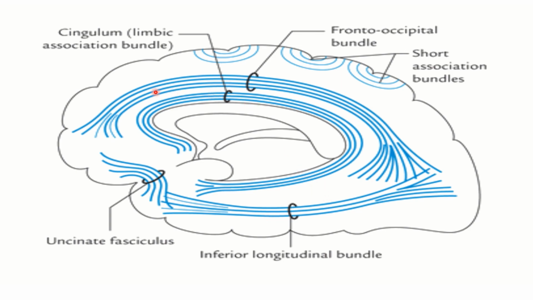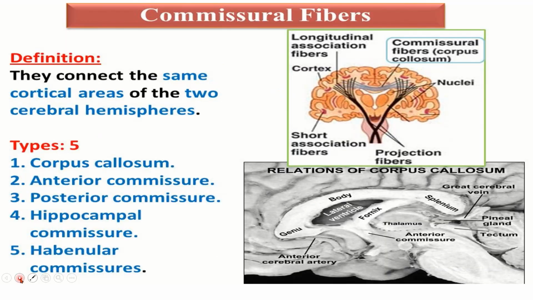You can see here, this is the fronto-occipital bundle. This is the limbic association bundle or the cingulum. This is the uncinate fasciculus. This is the inferior longitudinal bundle. And these are the short association fibers.